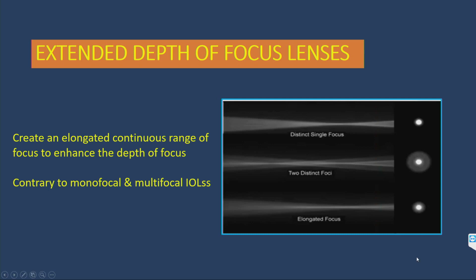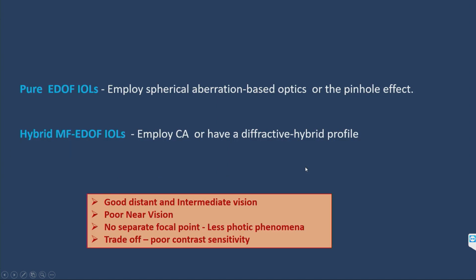These lenses create an elongated continuous range of focus to enhance the depth of focus, contrary to monofocal lenses, which had a single sharp focal point, and bifocals, which had two focal points. The pure EDOF lenses employ either spherical aberration based optics or the pinhole effect. Then we have hybrid EDOF lenses, which employ chromatic aberration or a diffractive hybrid profile. These lenses give good distance and intermediate vision, but the near vision is not great. Since they don't have separate focal points, they have fewer photic phenomena, but the trade-off is that because of less light, the contrast sensitivity is poor.